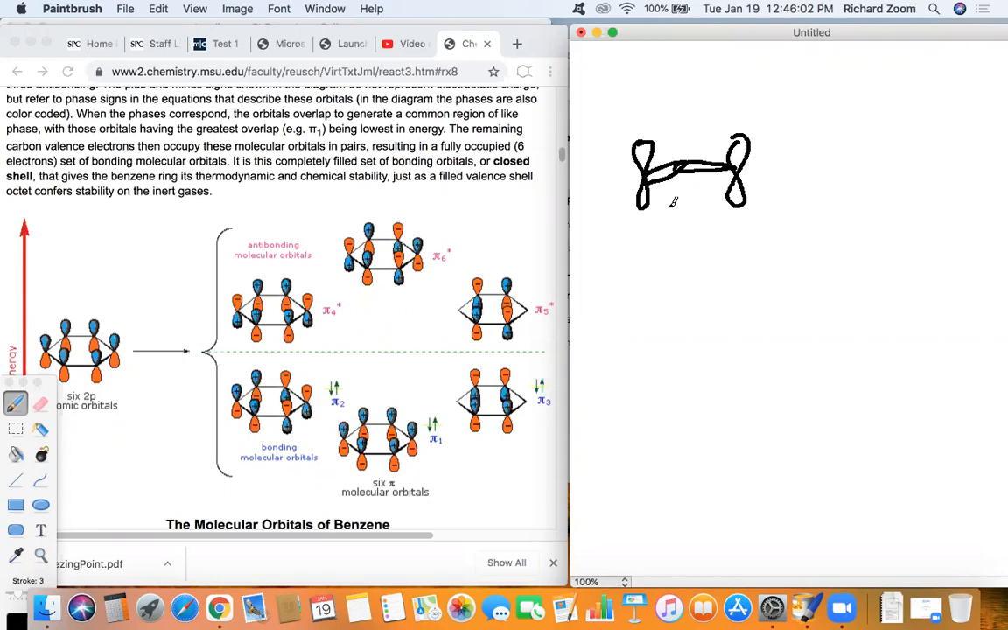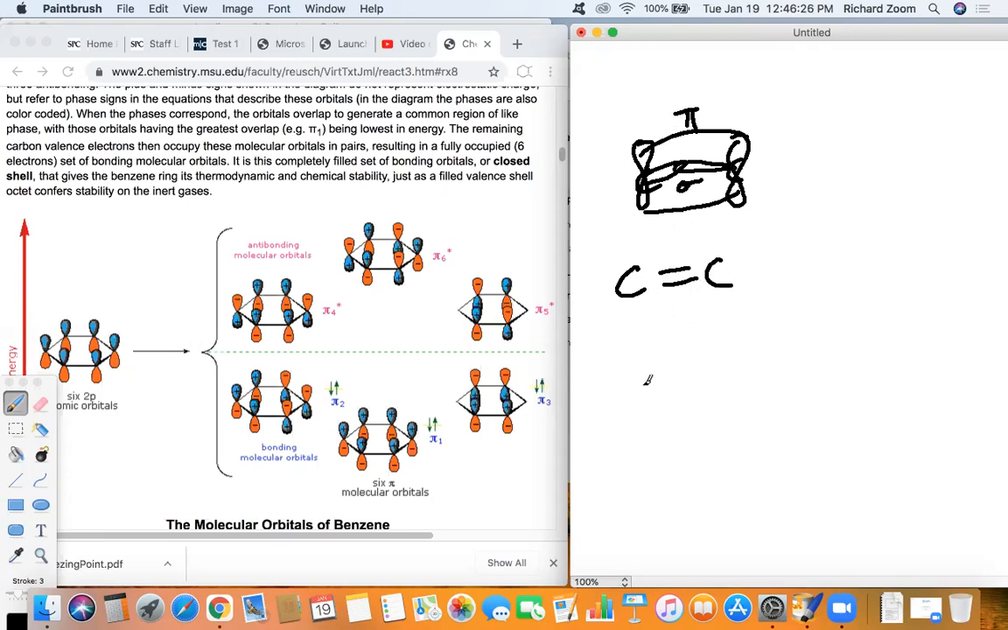And you would have dealt with this back in Organic 1. I know you would have. Don't lie to me and say you've never seen this before in your lives. But you've got a pi bond and you've got a sigma bond. And this is between two carbon atoms if we were looking at, say, a CC double bond.